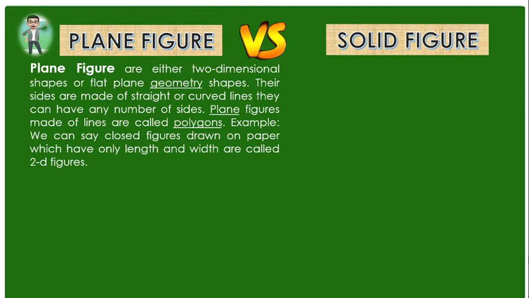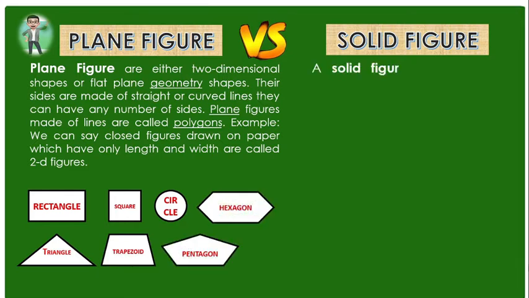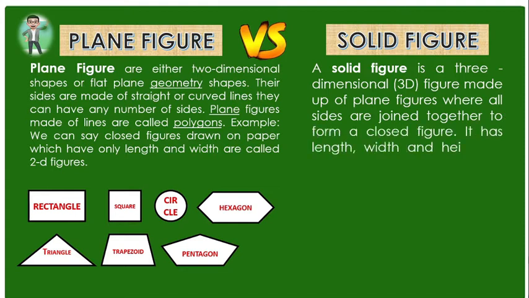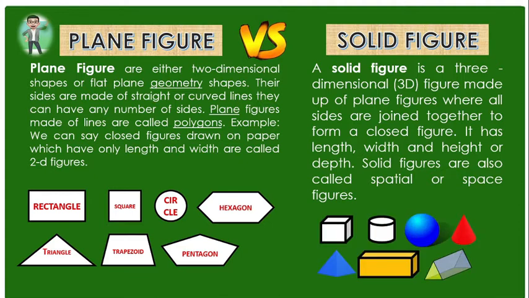Some samples of plane figures are shaped like rectangle, square, circle, triangle, trapezoid, pentagon, hexagon, and many more. A solid figure is a three-dimensional or 3D figure made up of plane figures where all sides are joined together to form a closed figure. It has length, width, and height or depth. Solid figures are also called spatial or space figures. Here are some samples of solid figures, and later we will be discussing them one by one.